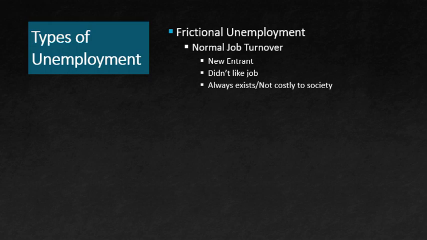Let's say you were working at a grocery store and you didn't like it. You didn't like the atmosphere. You didn't like what you were doing. So you quit your job and just start looking for another one. That's frictional unemployment. So these types of unemployment are always going to exist.